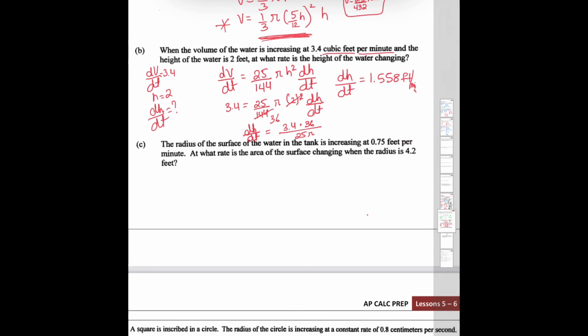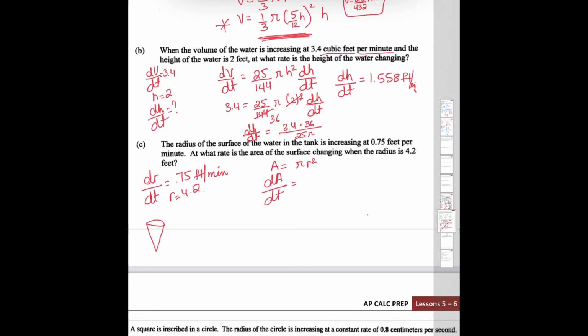The radius of the surface of the water in the tank is increasing. So the radius is increasing at 0.75 feet per minute. So dR/dt here is 0.75 feet per minute. At what rate is the area of the surface changing when the radius is 4.2? So area of the surface, think about it. If this is a cone, what shape is the surface? The surface is just a circle. So you know dR/dt is 0.75, your radius is 4.2. All you need to do is use your area formula, not your cone formula, right?